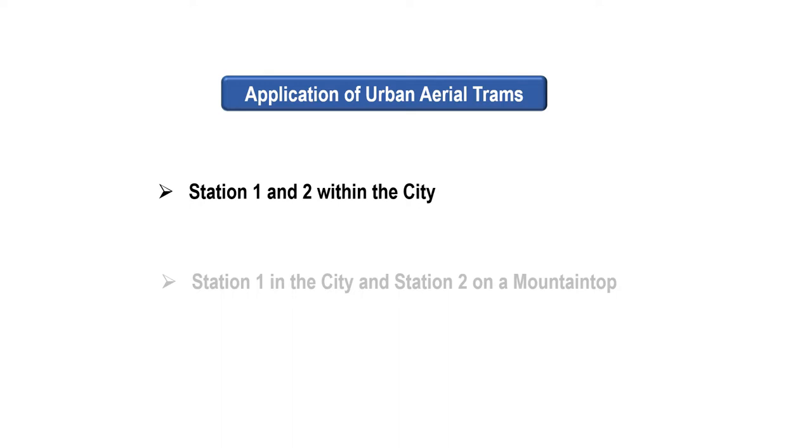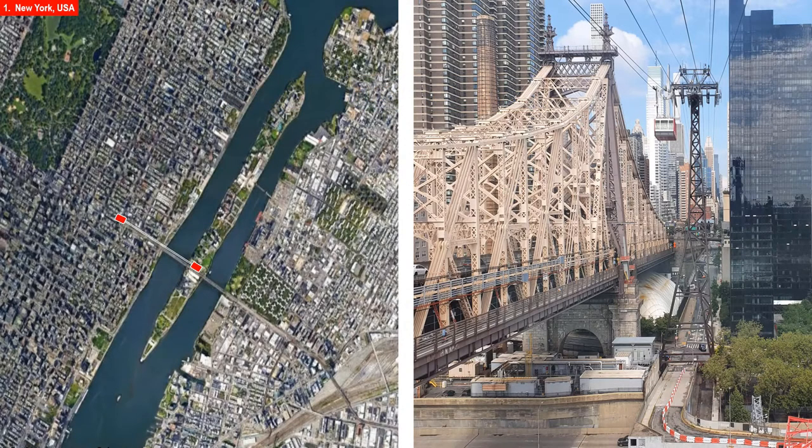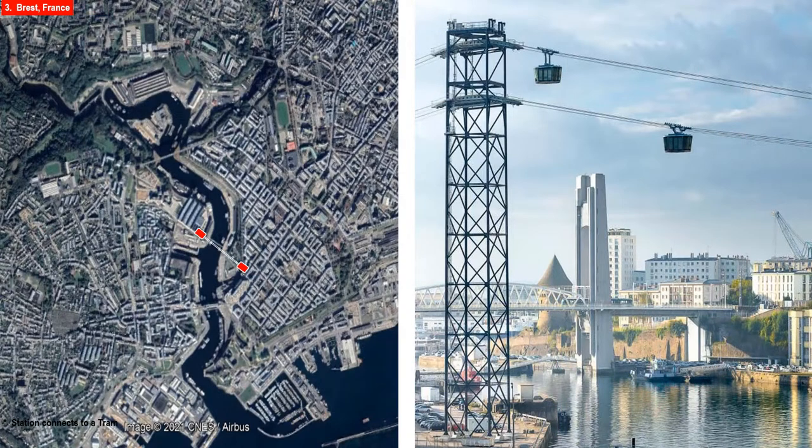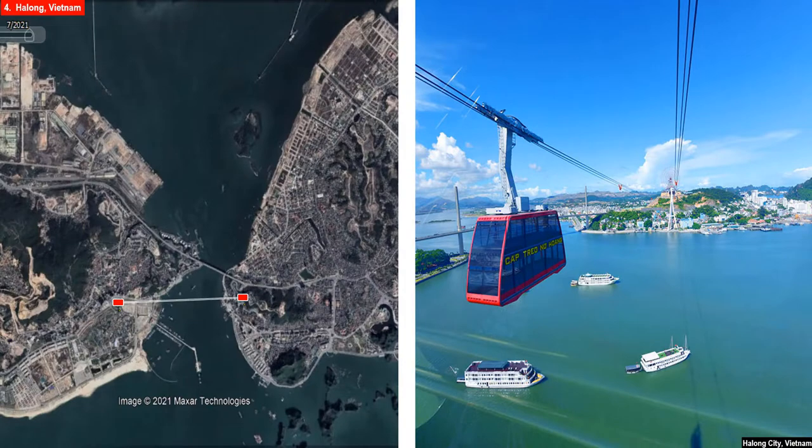We now go into the applications of urban aerial trams. There are two types. We first look into aerial trams with Station 1 and Station 2 located within the city. We will show four examples. This aerial tram is in New York, USA. This aerial tram is in Portland, Oregon, USA. This aerial tram is in Brest, France. And finally, this aerial tram is in Halong City, Vietnam.